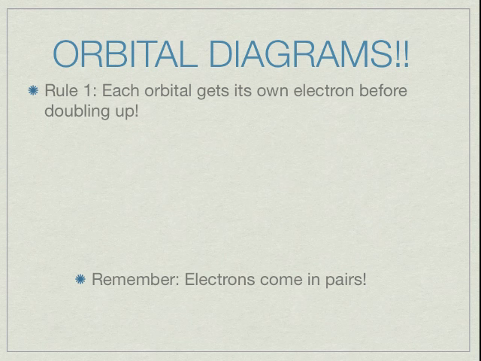It's like the roommate rule. So they're going to have to double up right away. There's 3 orbitals in the p's. If there's 3 electrons, they want their own room. You don't want to share a room, so they're going to have their own orbital before they double up.